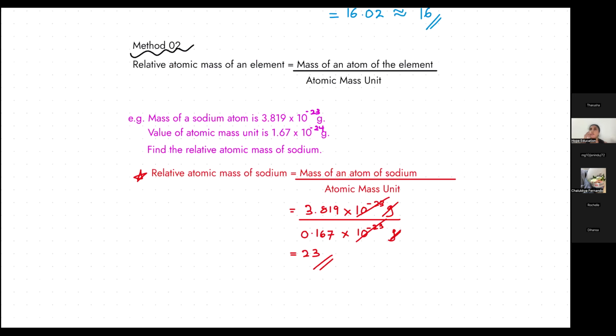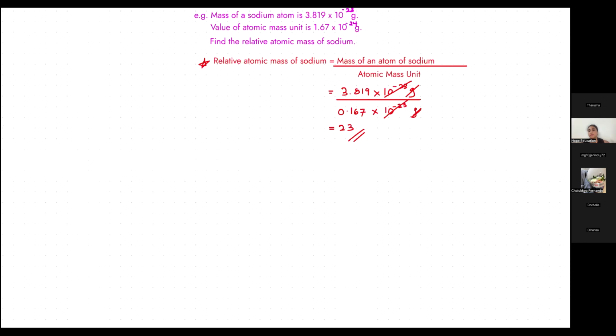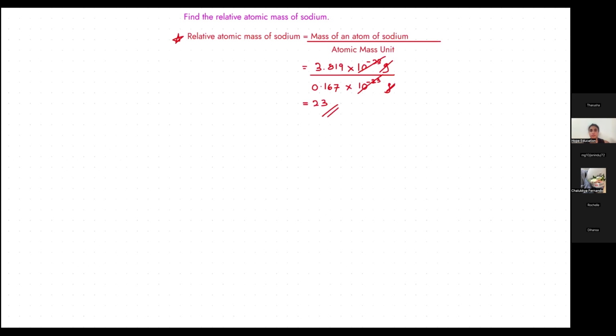Okay. But we don't care about all the elements, no. We only care about the first 20 elements in the periodic table. For those 20 elements, the relative atomic mass is already calculated. Can you go to page 125 on your textbook? There's a table there which says relative atomic masses of some elements. Can you all see that?